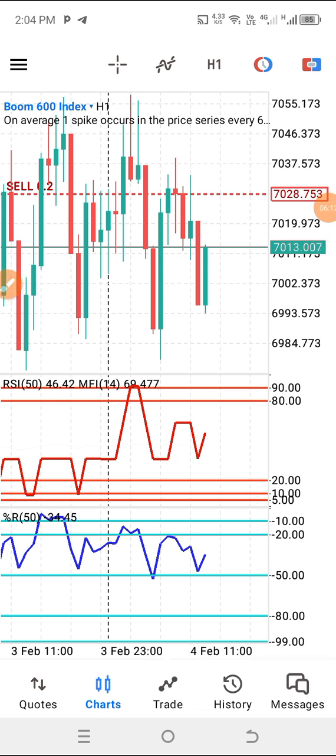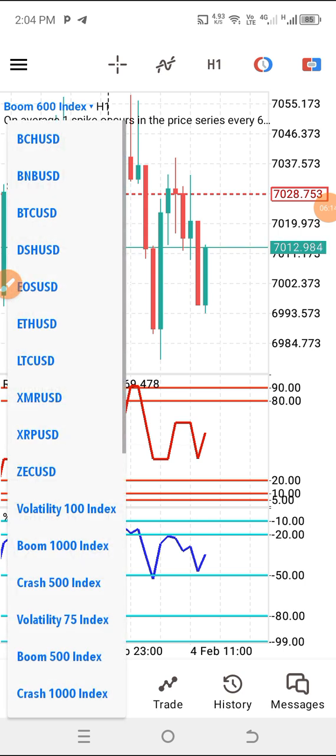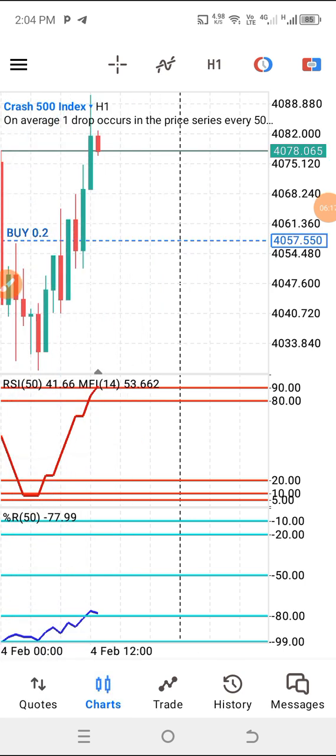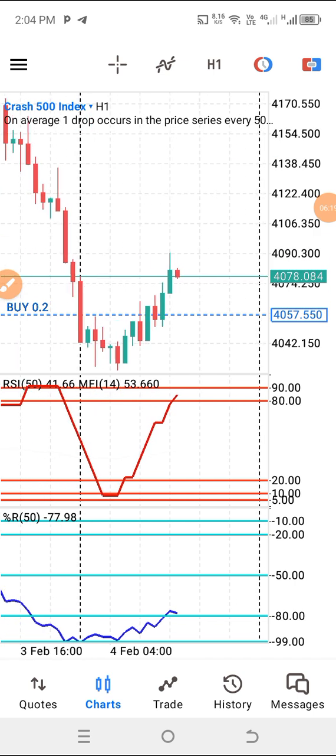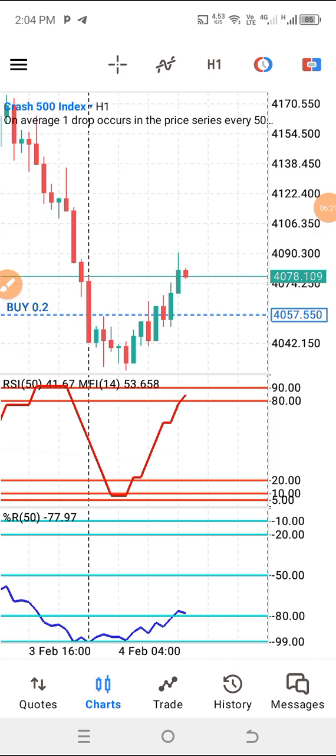Right? I think there was a trade I took on Crash 500. Let me check. Yes, it was a buy. Can you see? The MFI was below 20. It was around 30 when I took it, and price is coming up. Right? Price is going up. So that was why I took that trade. You can see. So this one too, I will not take long. I will close it as well.